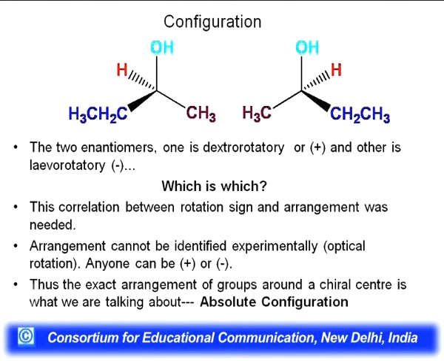Now, the next line suggests that the exact arrangement of groups around the chiral center is what we are talking about. This exact arrangement which I have drawn for two isomers was not being correlated to the dextro or levo till the mid of the 20th century. And this arrangement, how we arrange the groups or atoms in the two stereoisomers, is called absolute configuration.